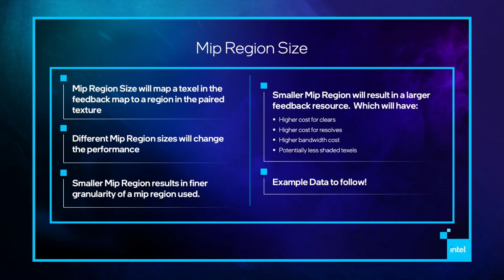Essentially, a smaller MIP region will mean that the size of the sampler feedback resource will proportionally go up as the MIP region size goes down. This will result in a higher cost of clears, a higher cost of resolves, and a higher bandwidth cost. But on the flip side, we have potentially fewer shaded pixels due to the higher resolution of the MIP region.